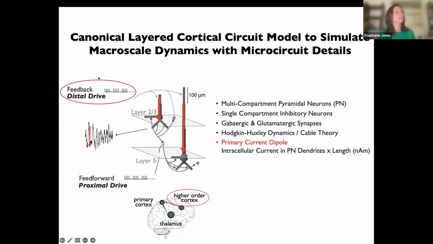On the other hand, we can simulate a train of action potentials that hit the network in a feedback or distal projection pattern. This will drive current flow down the dendrites and create a downward deflecting signal. And it's the interaction of these feed-forward and feedback drives with the local network dynamics that create this big current that goes up and down the pyramidal neuron dendrites.